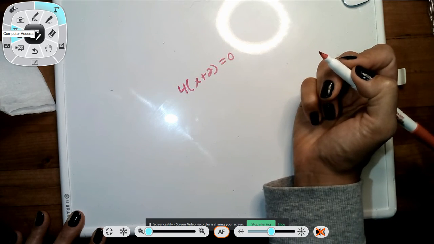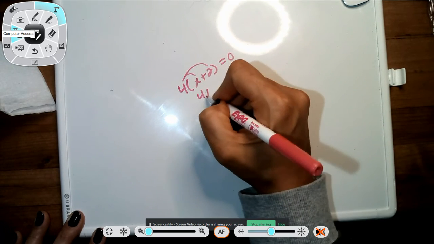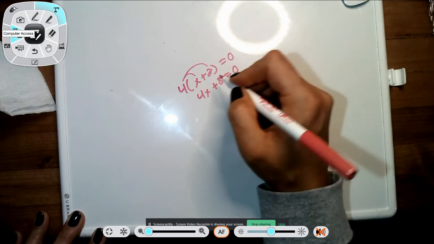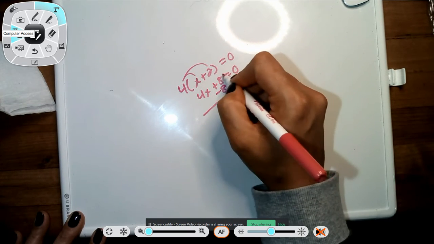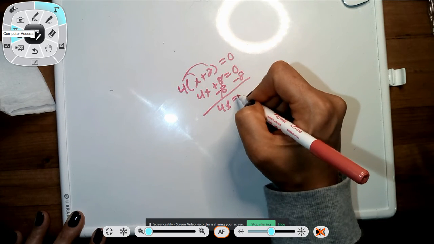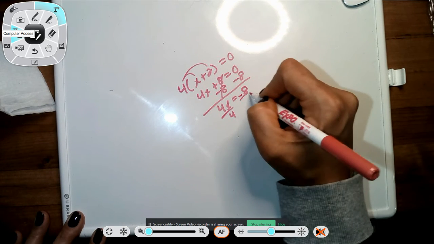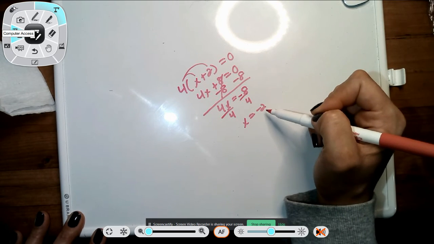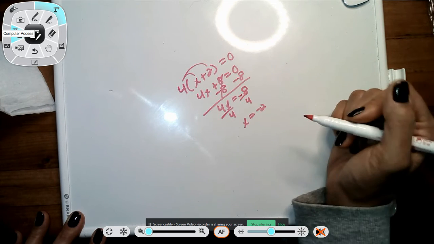I have a couple different ways I can tackle this one. Usually you guys are used to distributing this. So 4x plus 8 equals 0. This gives us some good practice with reviewing solving equations also. Subtract 8 from both sides. My 8's cancel. 4x equals negative 8. Divide by 4. x equals negative 2. If I check this number, negative 2 plus 2 is 0. 0 times 4 is still 0.